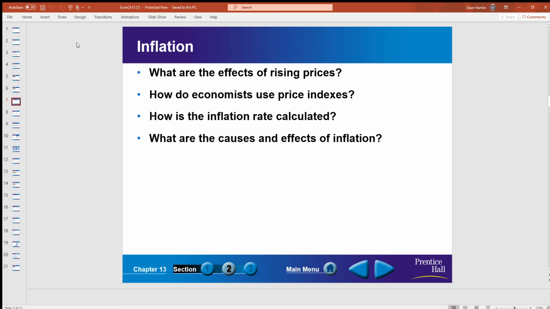Hello, everybody. Hamlin here. Today we're taking a look at inflation. That's our topic for Senior Econ. We're going to look at rising prices, price indexes, a little bit of calculation on inflation, but not too much, and cause and effect. And so here we go.